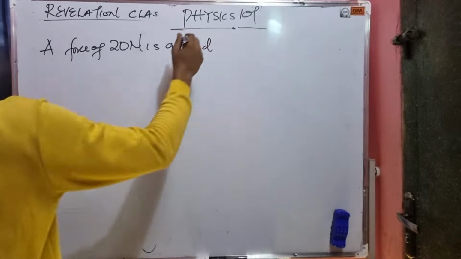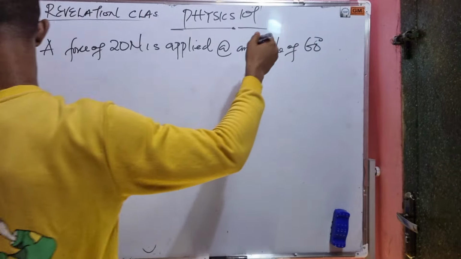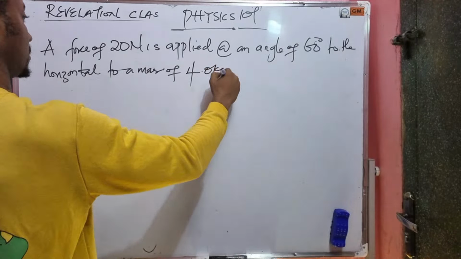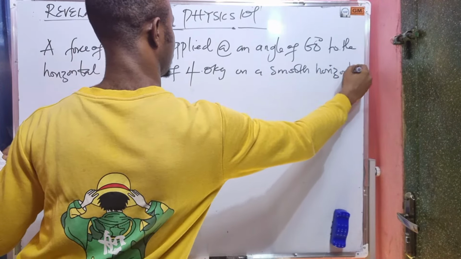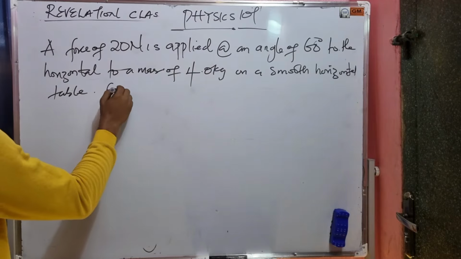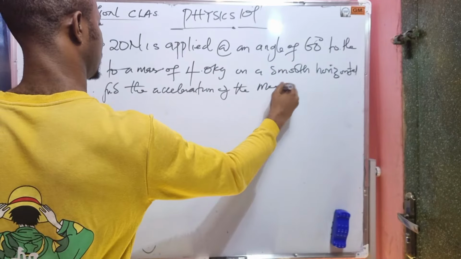Let me write out this question. A force of 20 Newton is applied at an angle of 60 degrees to the horizontal, to a mass of 4.0 kilogram on a smooth horizontal table. We have to find the acceleration of the mass. Find A.